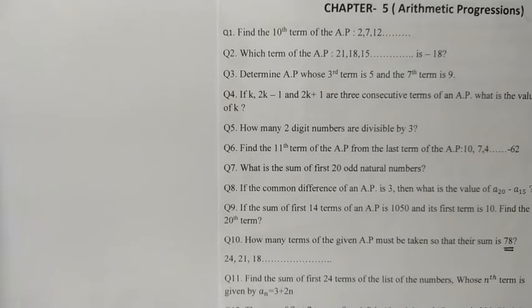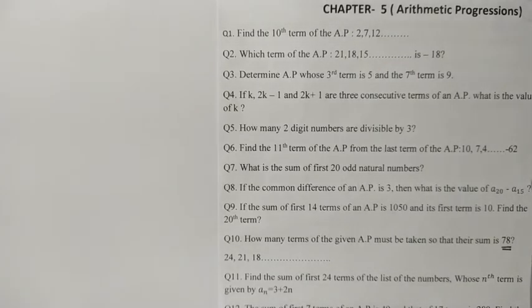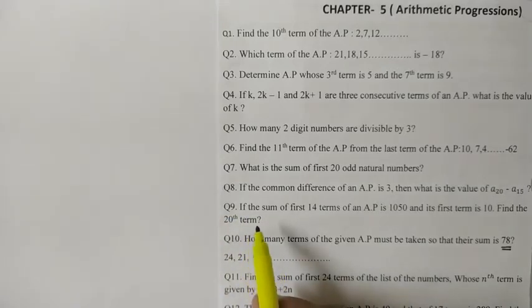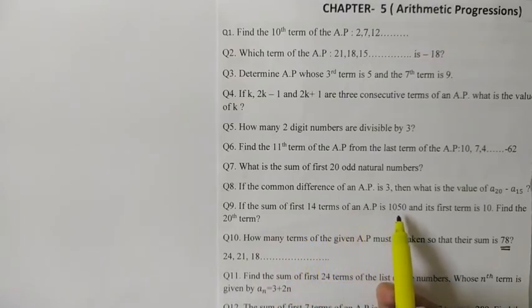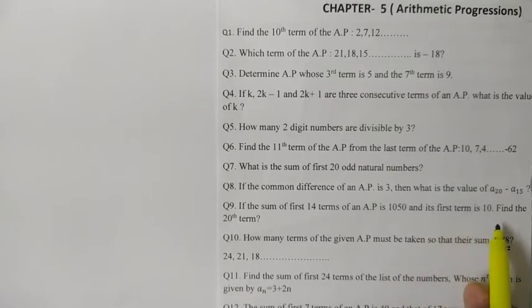So we are doing Arithmetic Progression, class 10 chapter 5. This is part 2, and in part 1 we have done 8 questions. So now we are going to start with the 9th question. Let's see what the 9th question is. If the sum of the first 14 terms of an AP is 1050 and its first term is 10, then what is its 20th term?